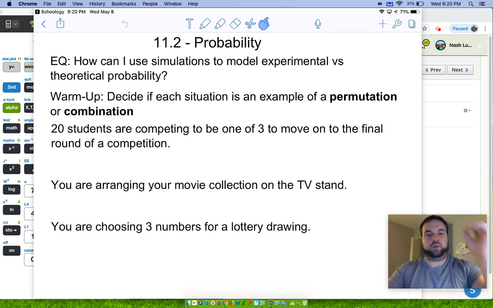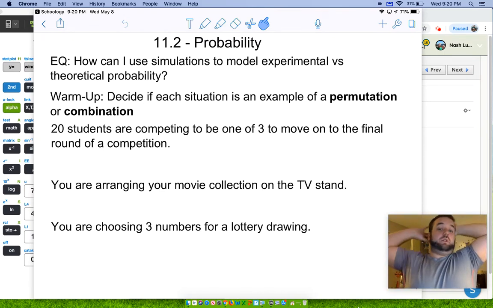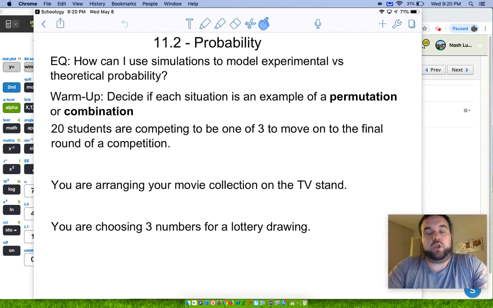Yep, there it is. So, section 11.2 is when we actually take probability and start using it. This video is going to be pretty short because a lot of the slides are about actually trying things and writing down probabilities. So we'll just hit on the highlights real quick. Our EQ is how can I use simulations to model experimental versus theoretical probability.